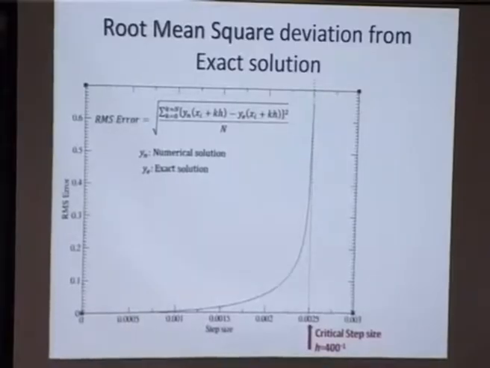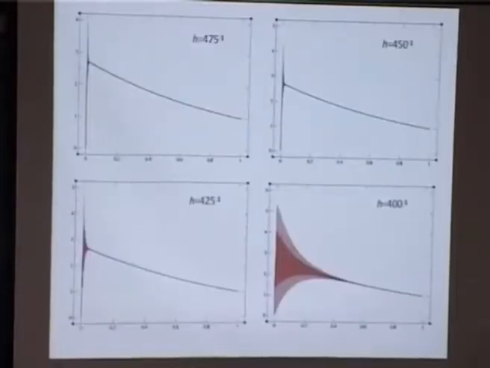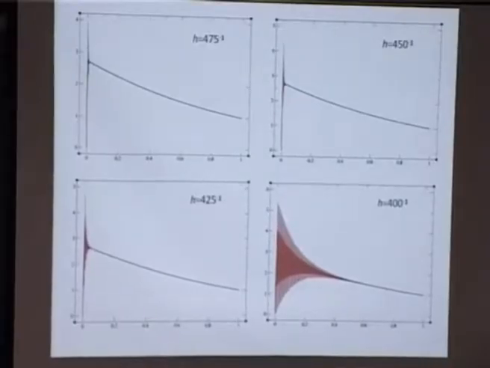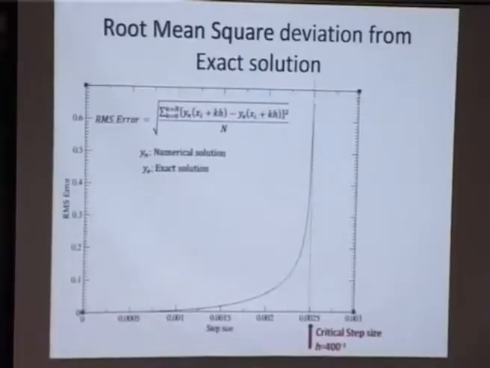And the reason I take the RMS error and not just the difference of yn and ye is because of this. As you can see, for example, in h equals 400 inverse, the difference between the numerical and exact solution is positive and then becomes negative, positive, negative, etc. So it makes more sense to define the deviation of the numerical solution from the exact solution in this particular way. There yn is the numerical solution. Again, like I said, I've just taken one of the two numerical solutions because I've shown them to be as accurate as each other to within machine precision. So yn is a numerical solution and ye is the exact solution which I have derived analytically.